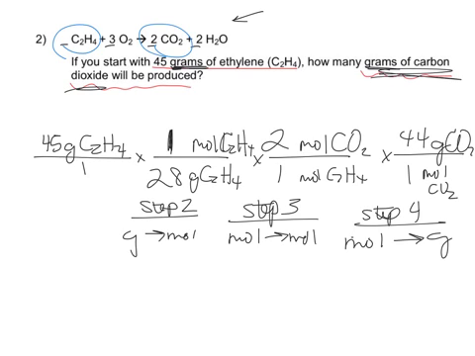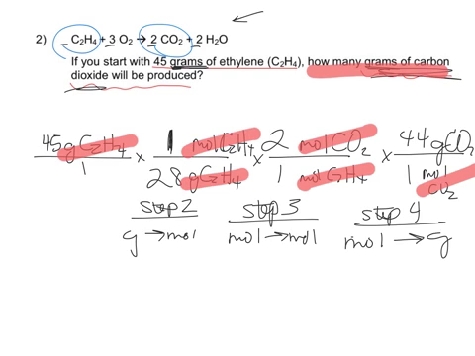Now before we go through and do the math for this, I just want to double check and make sure all my units cross out, and the thing that I'm left with is that unit that I want, which is grams of carbon dioxide. So grams of ethylene cross out, moles of ethylene cross out, moles of carbon dioxide cross out, and the thing that I'm left with is grams of carbon dioxide. Hot dog, that's what I wanted. So that means I set everything up right. I am good to go and solve.